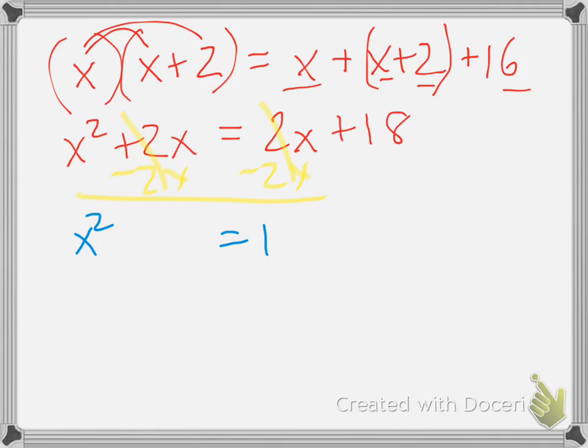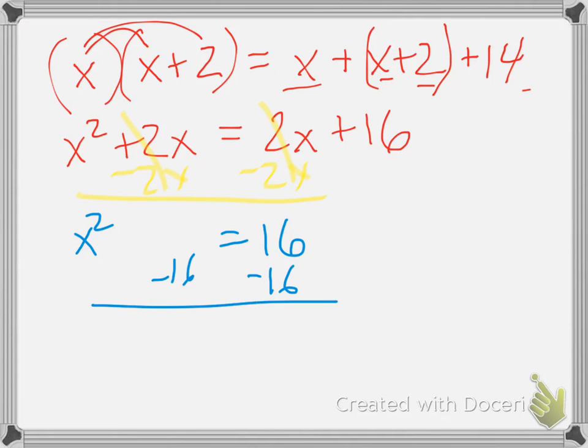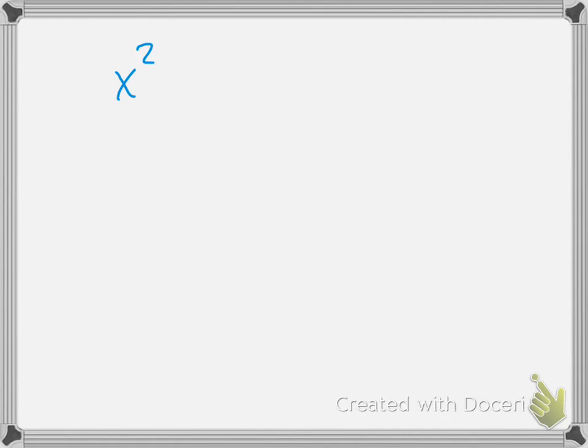Did I screw up somewhere? Oops, I messed up. The problem says 14 right here. So that makes that 16 and that 16. There we go. Take the 16 over. I get x squared minus 16.